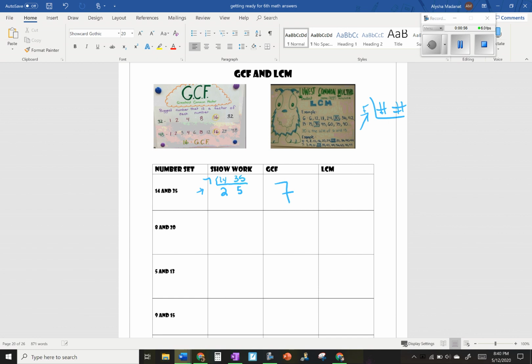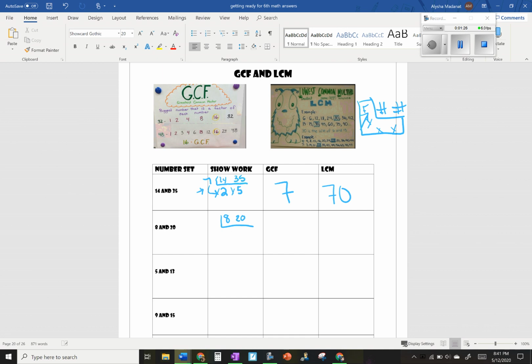And then in order to find your least common multiple, you're going to multiply all of your outside numbers to get your LCM. So we're going to do 7 times 2 times 5 to get your least common multiple. And this is just a faster way than writing all of them out. So 7 times 2 is 14, and then you're going to do 14 times 5, which is going to be 70 as your LCM.